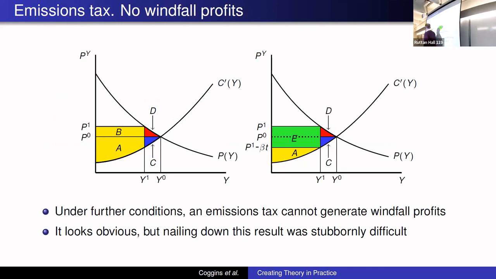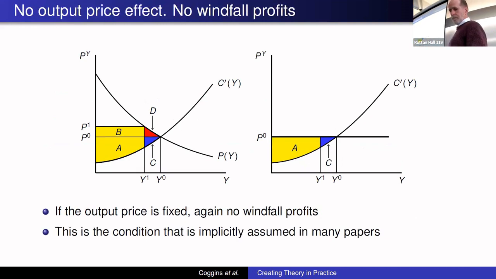Profit in the beginning was A plus C, remember? Profit after the tax becomes A. Definitely goes down. Tax takes away all that potential increased profit plus some from consumers. I'm going to get to the theorems that establish all of this and tell you how we developed them and what was interesting in them.